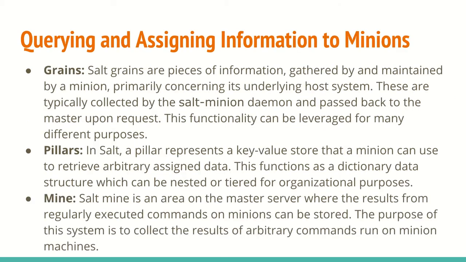So how do the querying and assigning information to minion take place? The grains. Grains are pieces of information which is gathered and maintained by minion. It's primarily concerned with the underlying host. So this functionality can be leveraged for many purposes. An example of a grain would be the data used for targeting a specific subset of nodes in the pool of minions for remote execution. The next is pillars. In Salt, a pillar represents a key value store that a minion can use to retrieve arbitrary assigned data. This functions as a dictionary data structure.